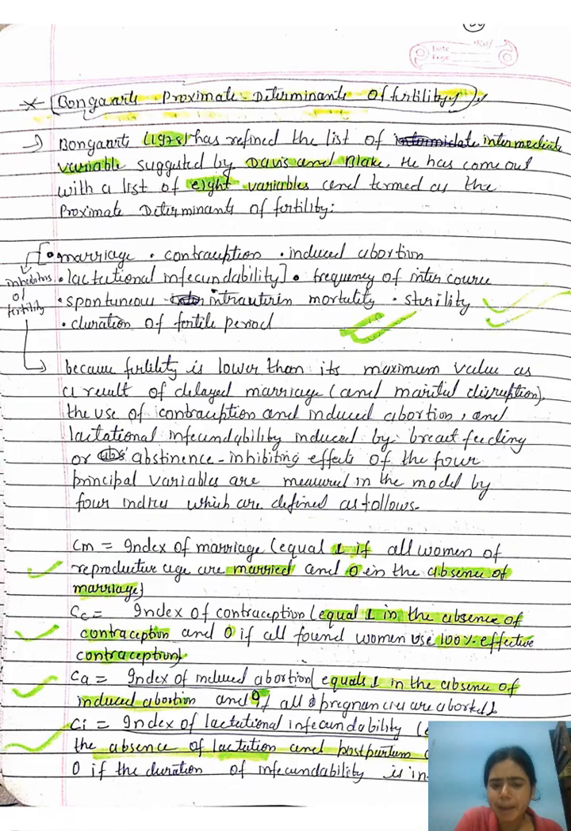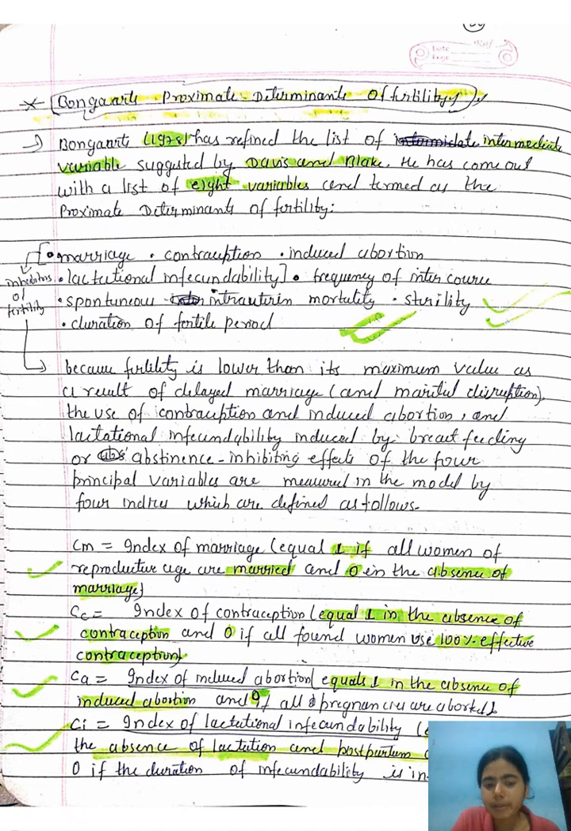Cm equals the index of marriage. It equals 1 if all women of reproductive age are married and 0 in the absence of marriage. Cc equals the index of contraception, equal to 1 in the absence of contraception and 0 if all women use 100% effective contraception.